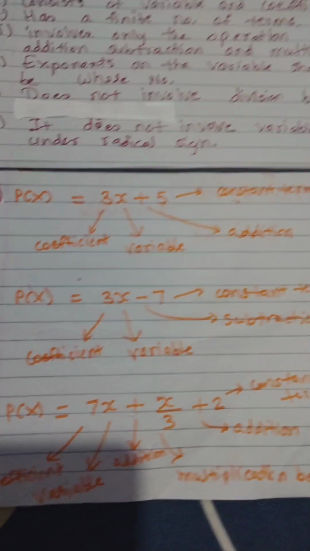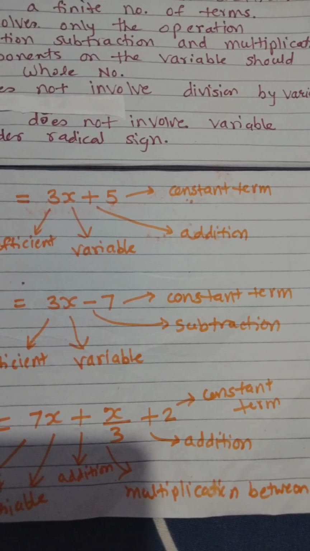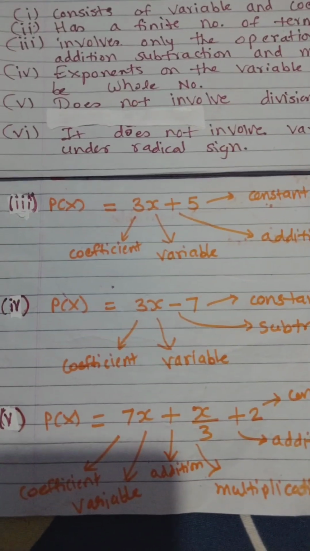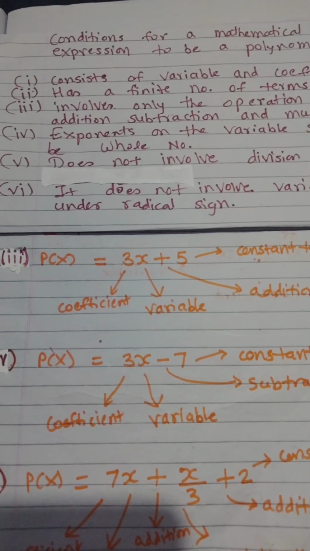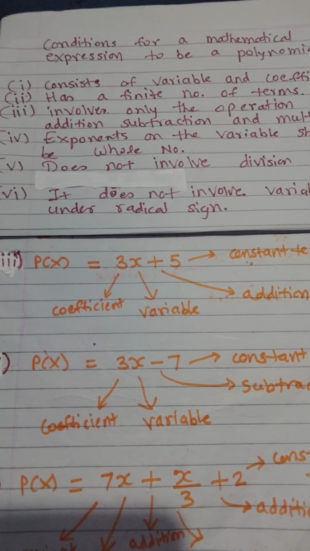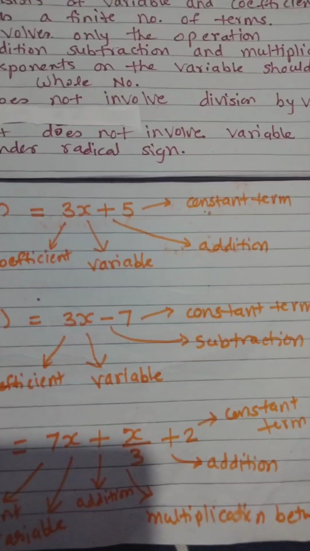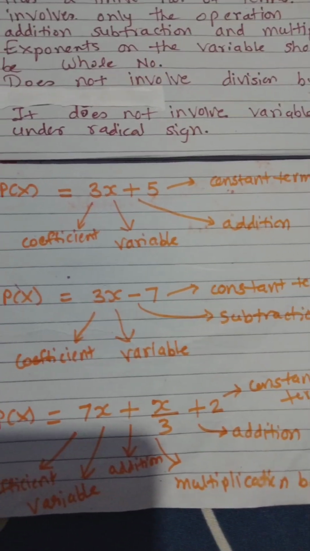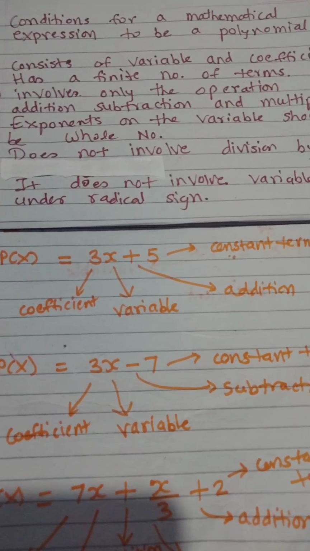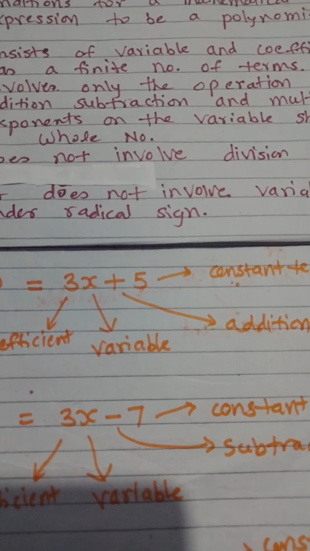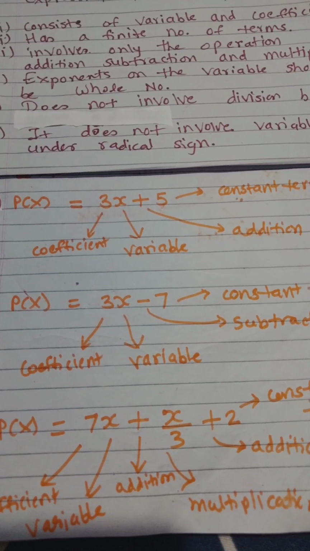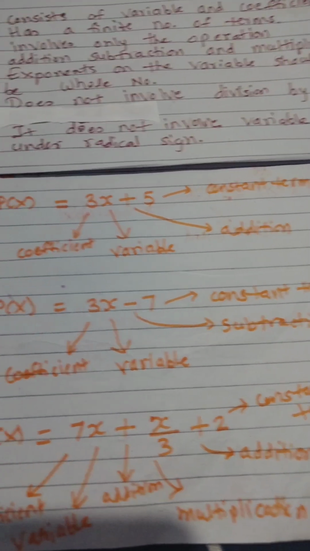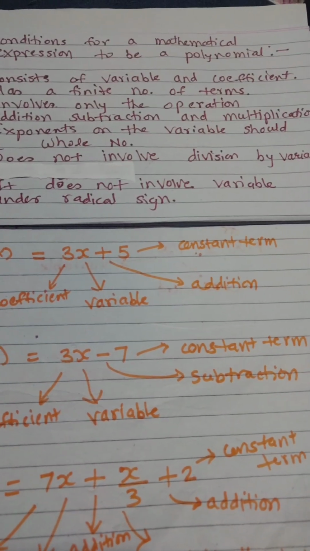Now the next example is p of x is equal to 3x plus x upon 3 plus 2. This is also an example of a polynomial because it satisfies all the conditions here. That is, it satisfies the first condition that it has variable and coefficient. Here 3 is a coefficient and x is the variable. It also satisfies the second condition that it has a finite number of terms. Here there are three terms, 3x, the second term is x upon 3, the third term is 2. There are three terms, therefore there are finite terms here.